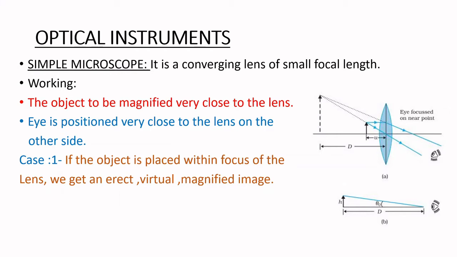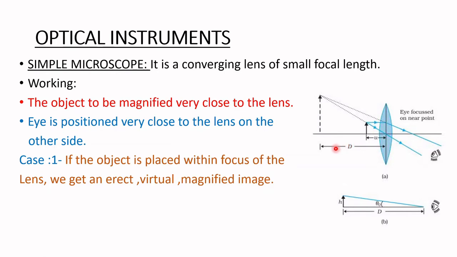Now we will discuss how the image is formed if the object is placed within the focus of the lens. This diagram shows the magnification produced by a simple microscope. The object is kept at a distance u, within the focus, and the image is formed on the same side at a distance d, d meaning the least distance of distinct vision. For a normal eye it is 25 centimeter. Without strain we can see the image. It's a virtual and erect image. The eye is focused on the other side at the near point.